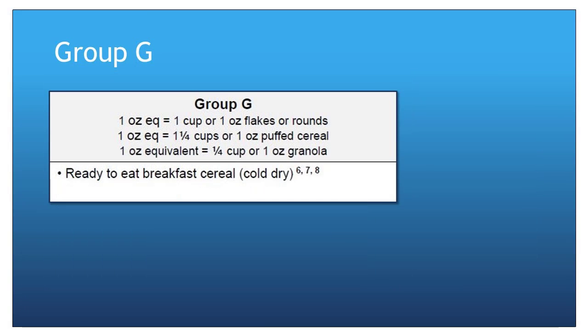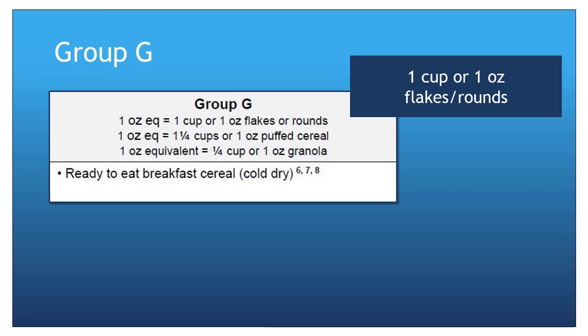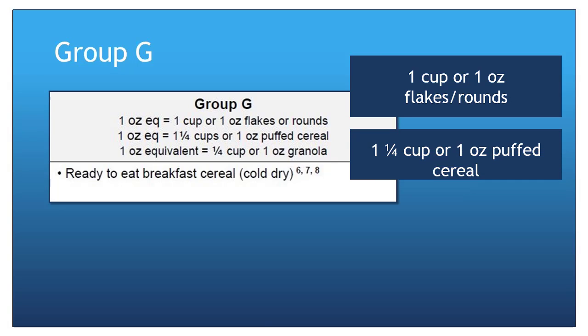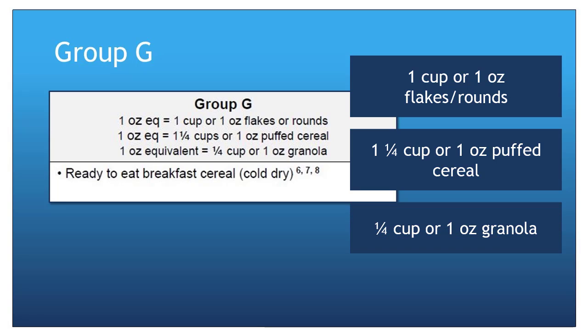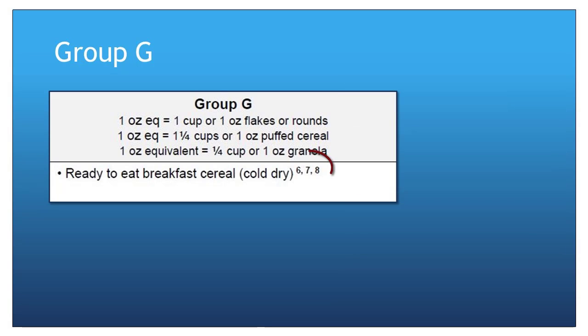Group G includes cold, dry, ready-to-eat breakfast cereals. A 1 ounce equivalent is 1 cup or 1 ounce of flakes or rounds, 1 1/4 cups or 1 ounce of puffed cereal, and 1/4 cup or 1 ounce of granola. This group references footnotes 6, 7, and 8.